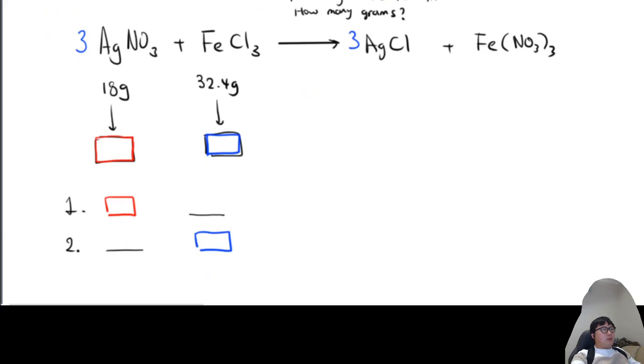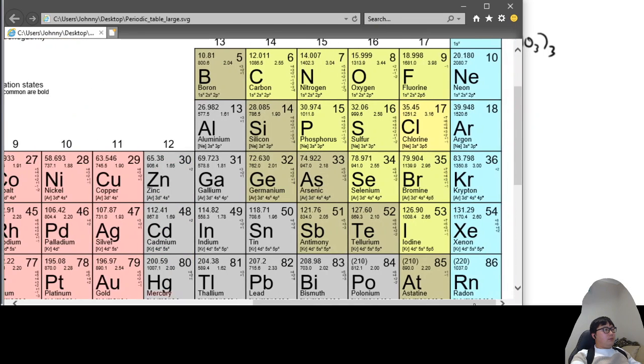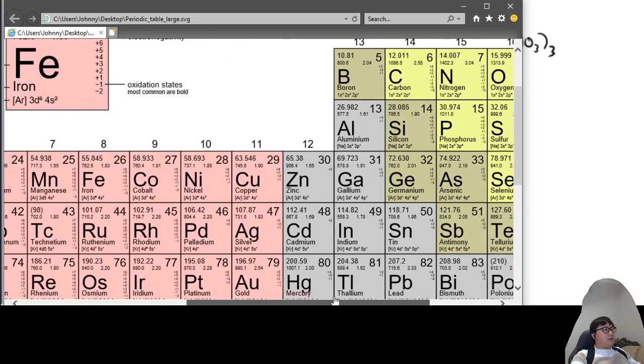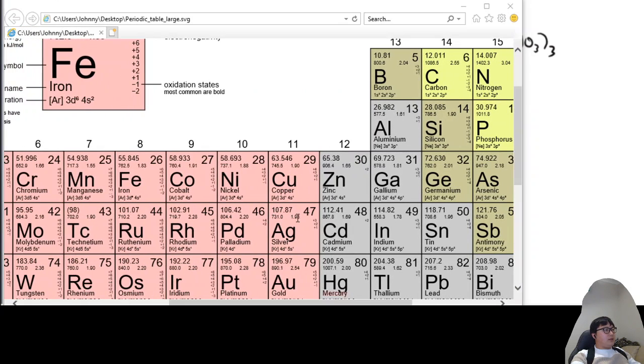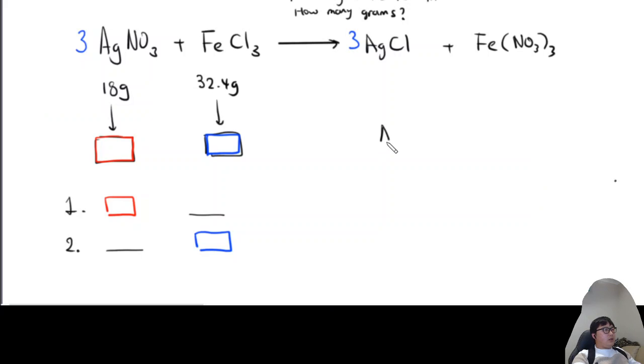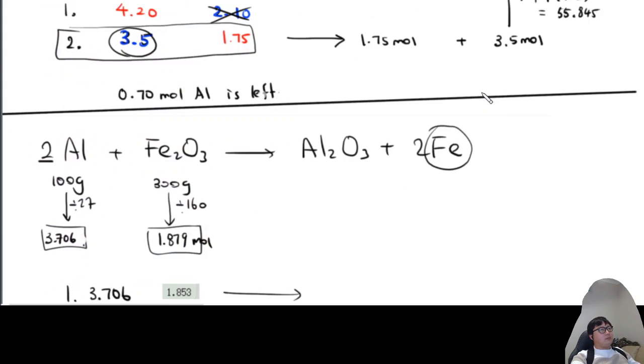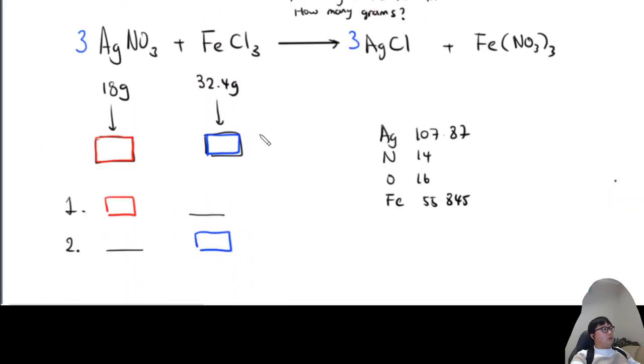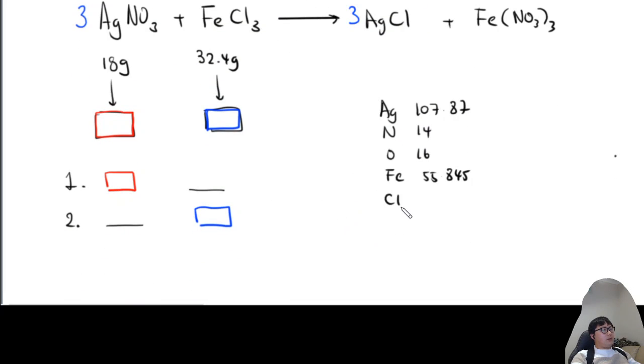So I'll give you the molar mass of all of this. Okay. All right, so let's take a look at silver, 107.87. So Ag is 107.87. You need nitrogen, just assume that's 14. Oxygen 16. Fe was 55.845, was it? Yep. And then the chlorine, I think that's 35.45, okay?